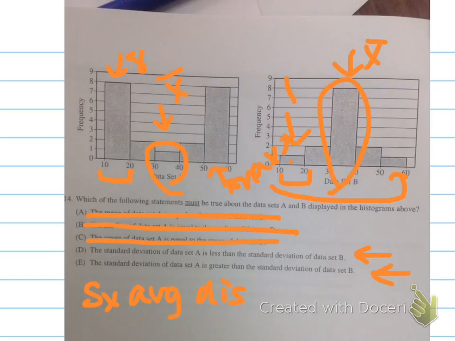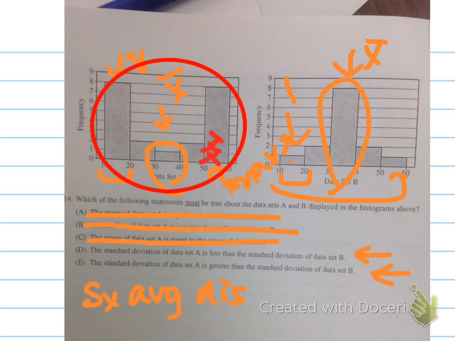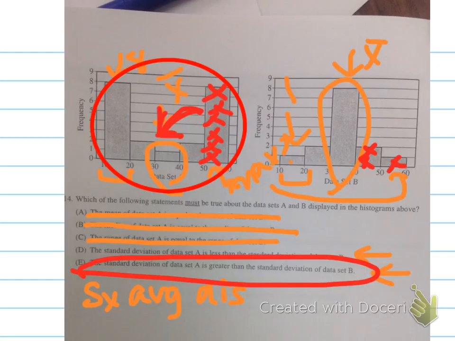Well, data set A is going to have a bigger standard deviation. Why? Because there are many more observations that are further from the mean in data set A than there are in data set B. As a result, those observations that are far away from the mean are going to pull that average distance up. That makes E the correct answer.